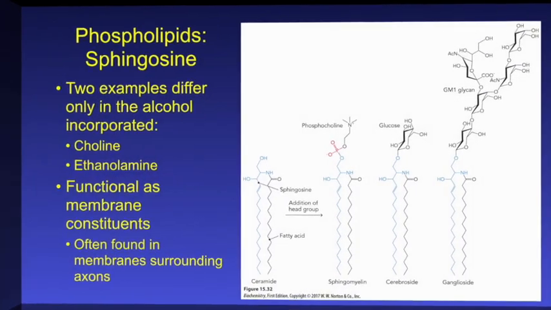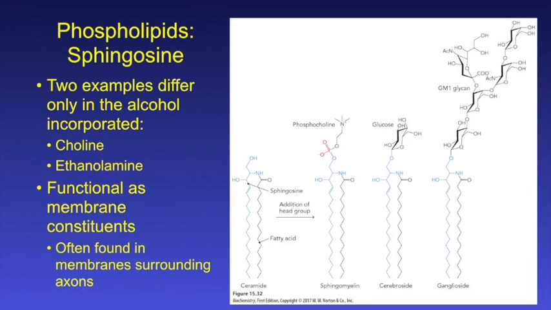The other class of phospholipids is based upon sphingosine. Sphingosine has classes that are a little bit different. Okay, and so here's the sphingosine. It's got one long hydrophobic tail that's attached first, and then it's attached to this polar group. Okay, sphingosine is actually the condensation of a fat and serine.